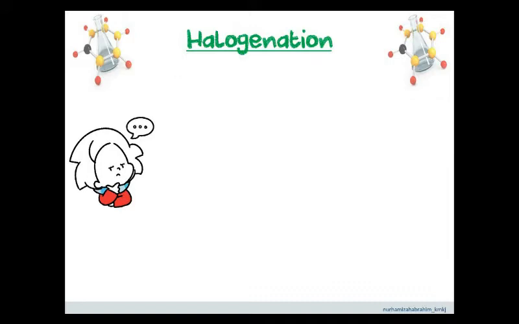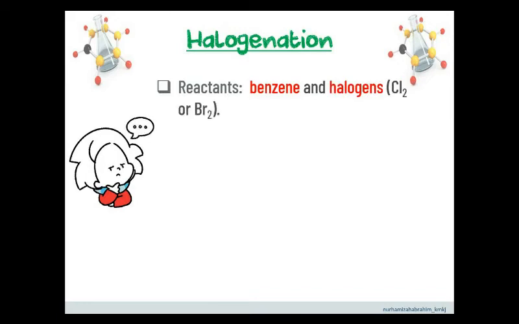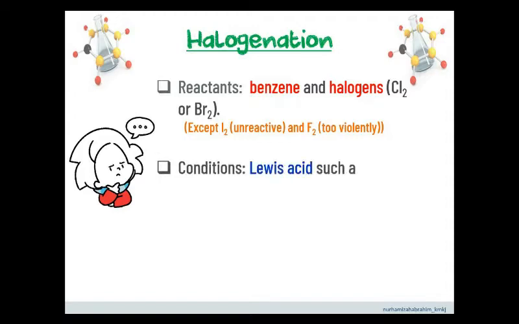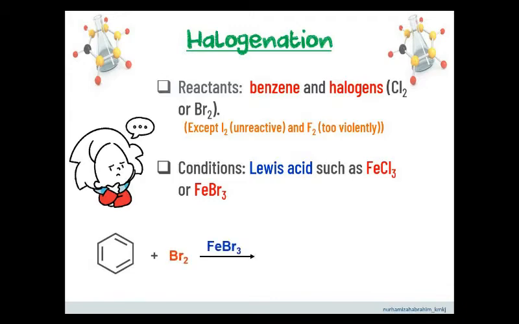The first one is halogenation. The reactant must contain benzene and halogens, Cl2 or Br2. Iodine and fluorine are exceptions, because I2 is unreactive, while F2 is too violent. Next, the condition for the reaction to occur must contain a Lewis acid, such as iron(III) chloride or iron(III) bromide. For example, when benzene reacts with bromine gas in the presence of iron(III) bromide, the products formed are bromobenzene, where one of the hydrogens is replaced by one bromine, and hydrogen bromide, where the hydrogen from benzene bonds with the leftover bromine atom from bromine gas.